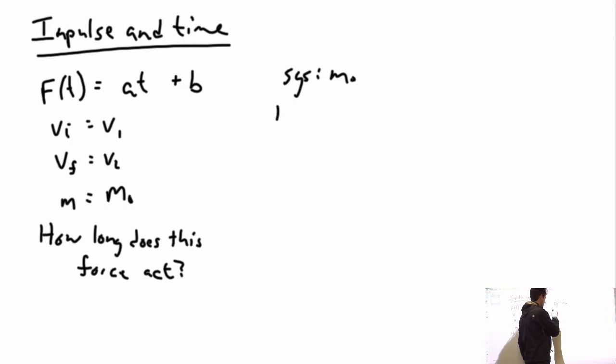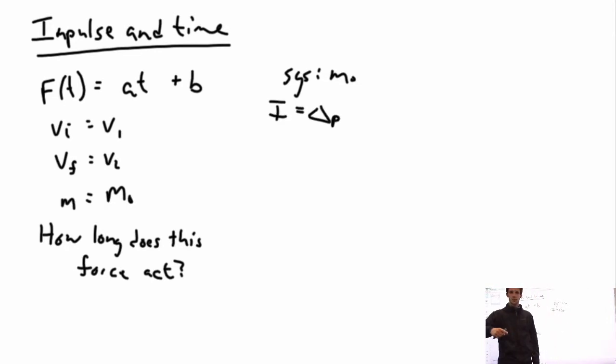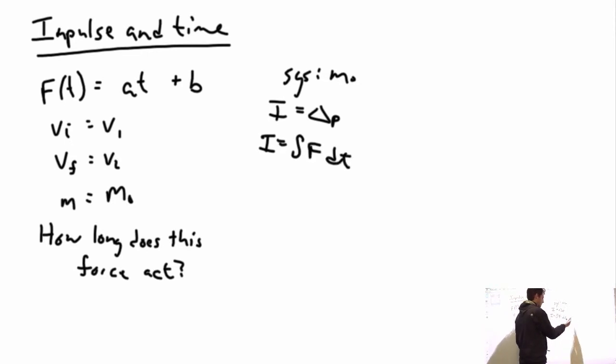I'll say impulse equals delta p. Since this is all in one dimension, I won't care about vectors or anything like that. With that in mind, impulse, I know how to get that. That's the integral of force with respect to time. So I'm going to say impulse is the integral of F dt, and I'll plug in some bounds later. But in general, it's just the integral of force with respect to time.